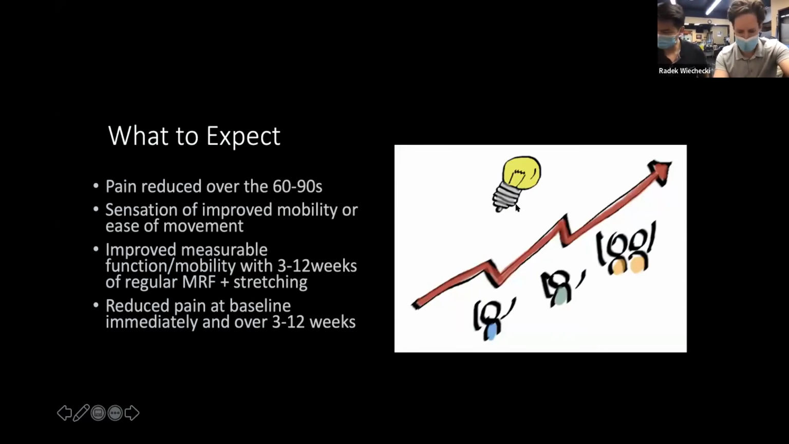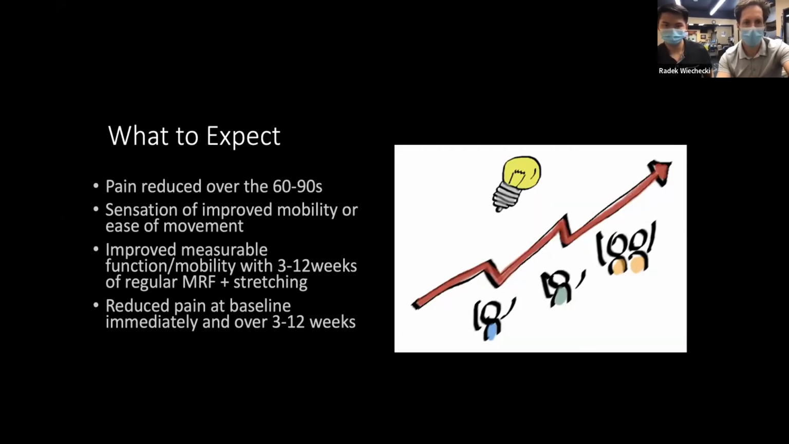So what to expect? You invest all this time and then what should you see, right? How do you know what you're doing is actually working? Within that 60 to 90 seconds, those tender spots get a little bit less painful. And that's a really good sign that you're probably doing a pretty good job. If they're not changing, you have to ask yourself the question, am I in the right position? Am I applying the right amount of pressure? Or is this something else that I have to get checked out?